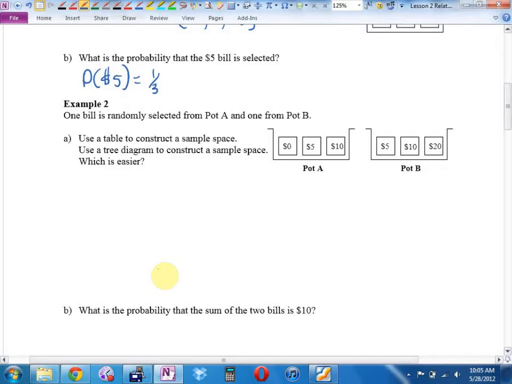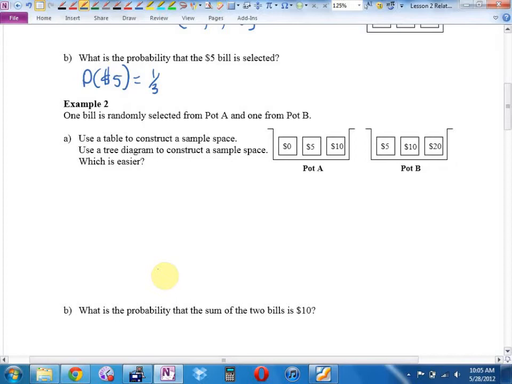And then we're also going to answer B, what's the probability that the sum of the 2 bills is $10? And already right now, if I asked you to take your guess and write down what you think the answer is, what are the odds that the sum of the 2 bills is $10? Most of you would be wrong, even though this is a very simple question. Like I said, our innate sense of probability gets us so far, but not very far.